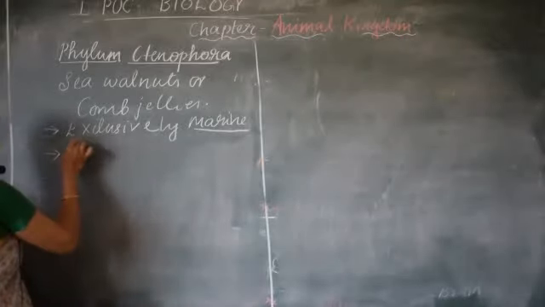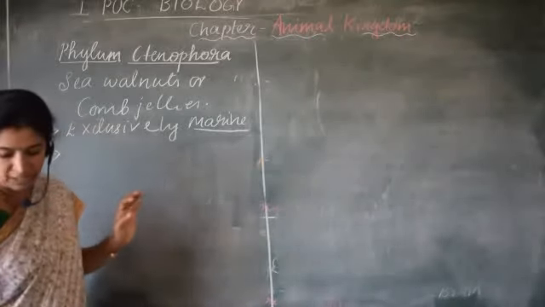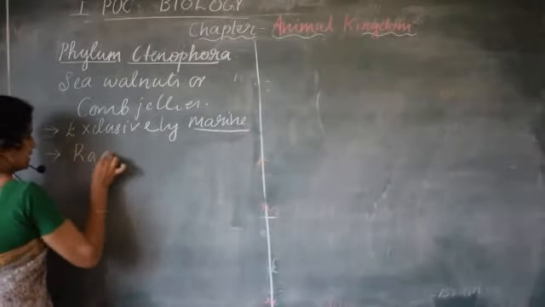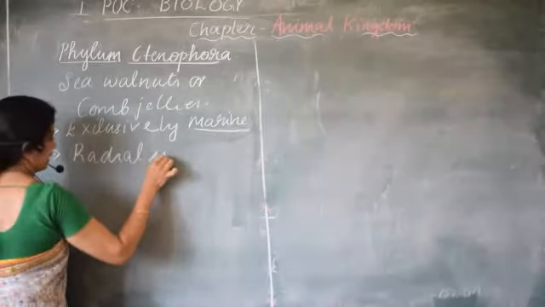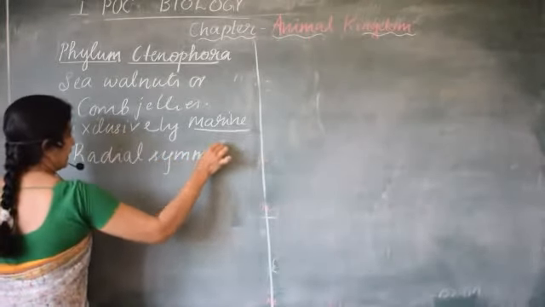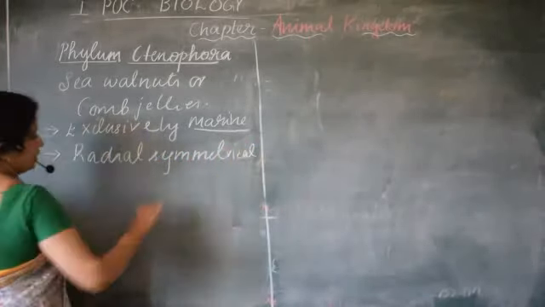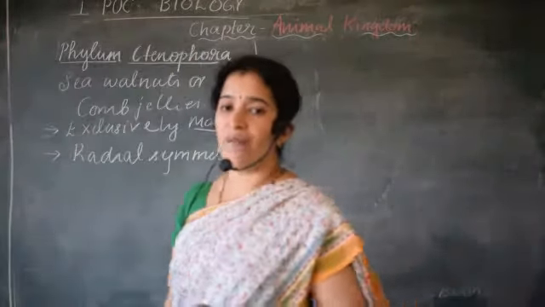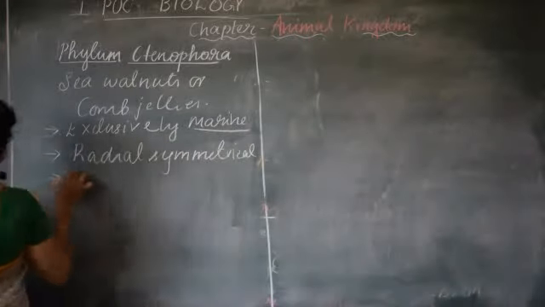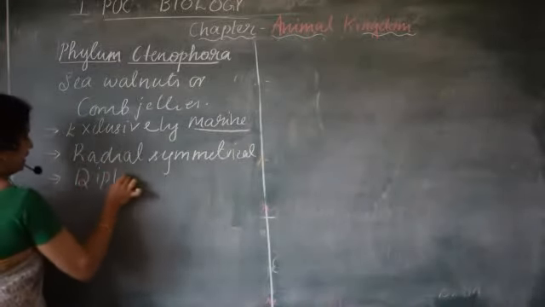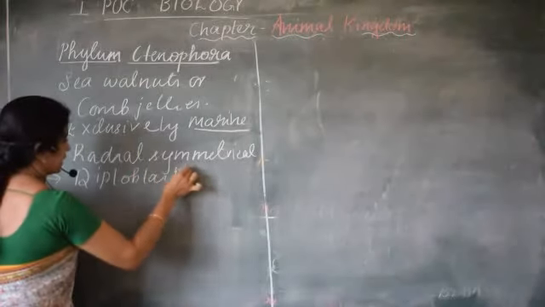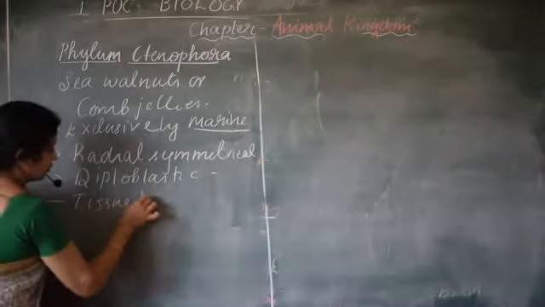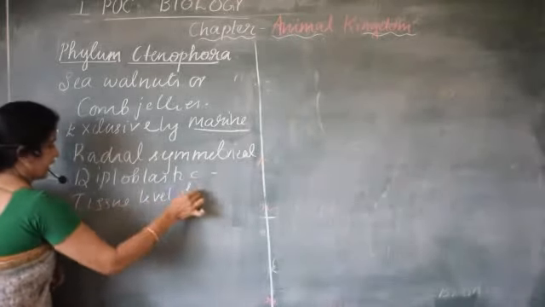Then about their symmetry. Do they have any symmetry? Yes, they have the symmetry known as radial symmetry. Then they are diploblastic and show the tissue level of organization.